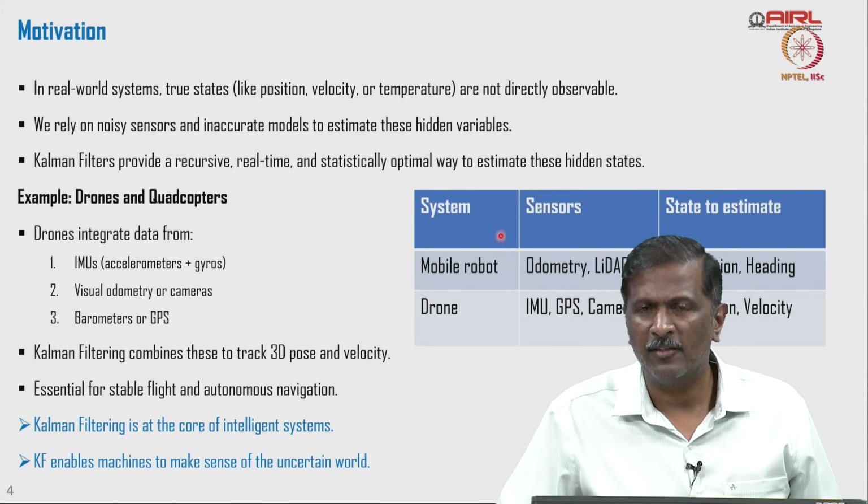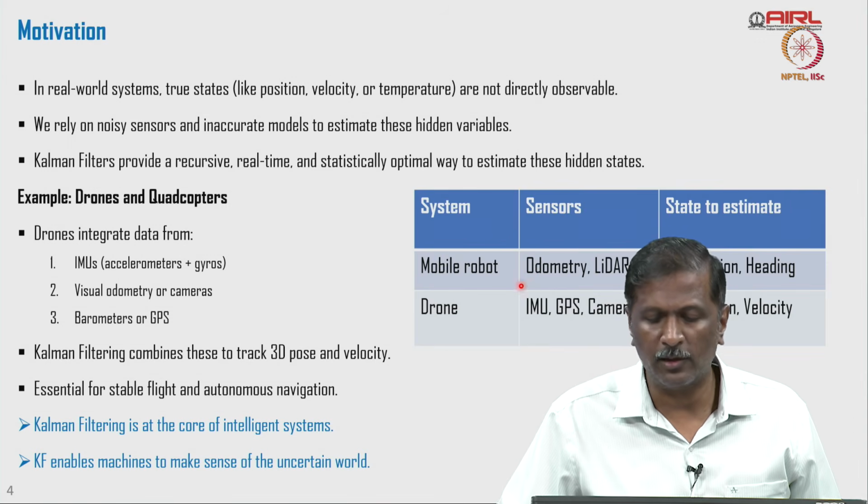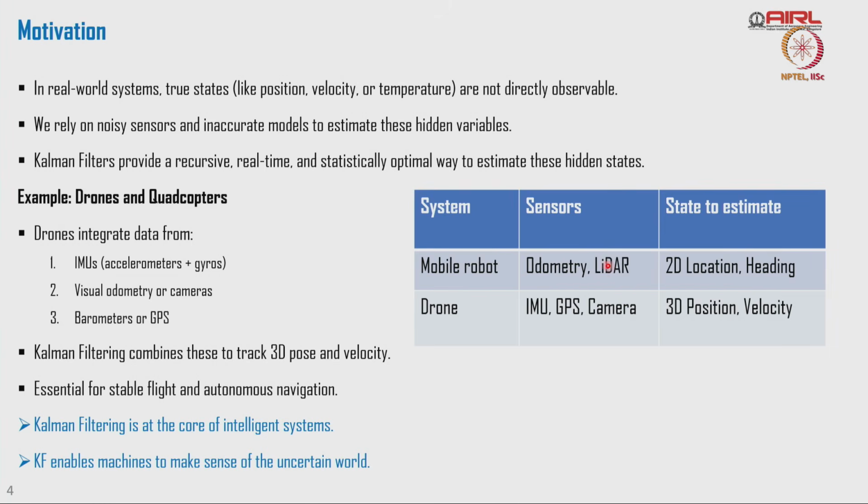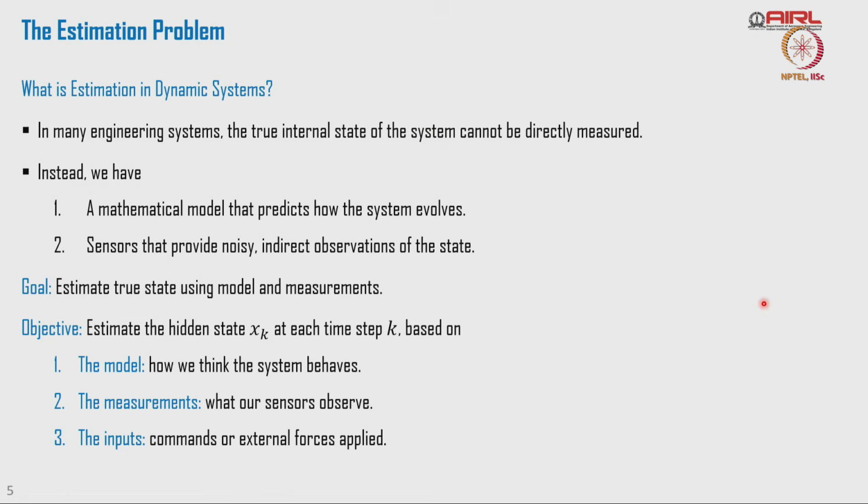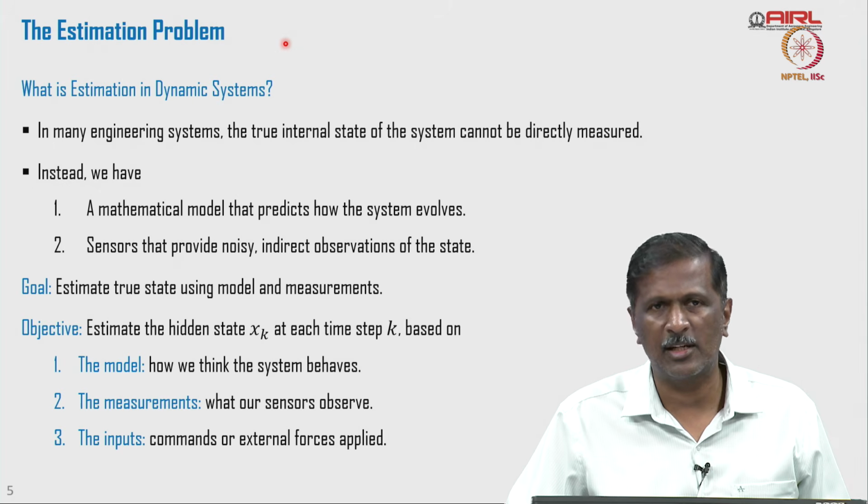So, we can use this for a mobile robot. I can combine odometry and LiDAR, and I can get 2D localization. I can also get the heading. In the case of a multi-rotor system, I can combine IMU, GPS and camera to get the 3D position and velocity. Now, let us look at what this estimation problem is.